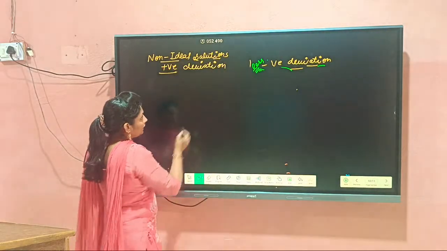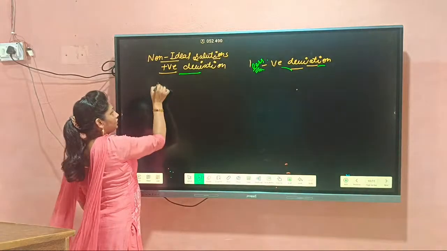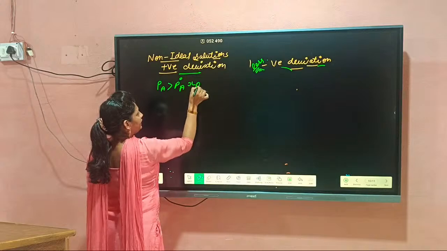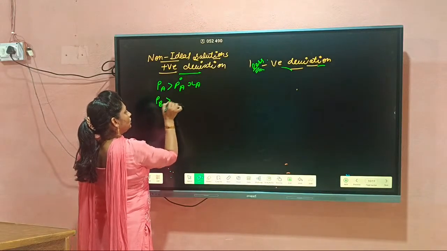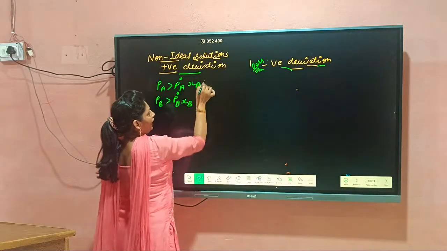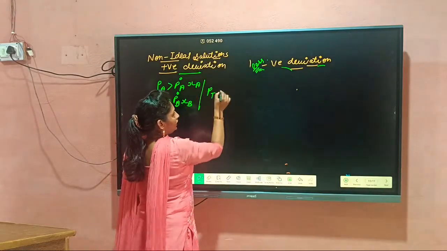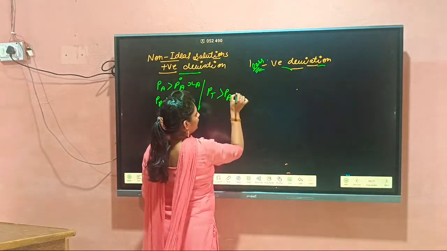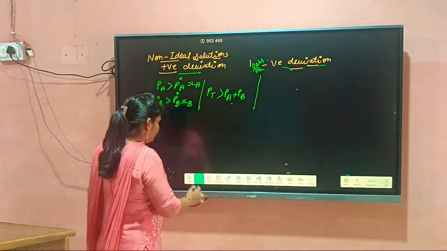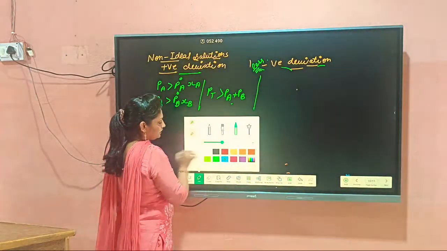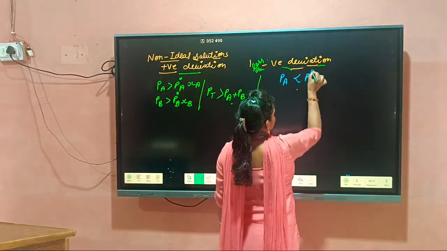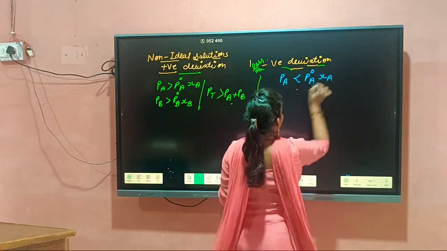So students, in case of positive deviation, PA is greater than P naught A XA, PB is also greater than P naught B XB, and P total is also greater than PA plus PB. But in case of negative deviation, it will be less. Pressure will be less as compared to the expected value of the pressure.